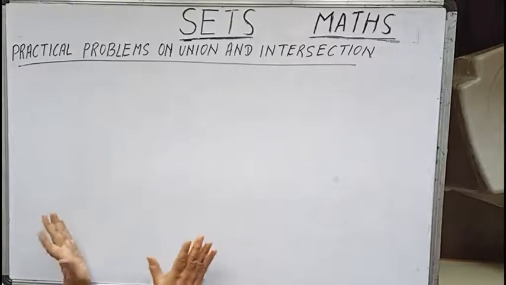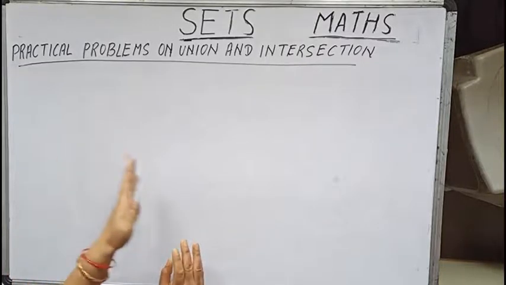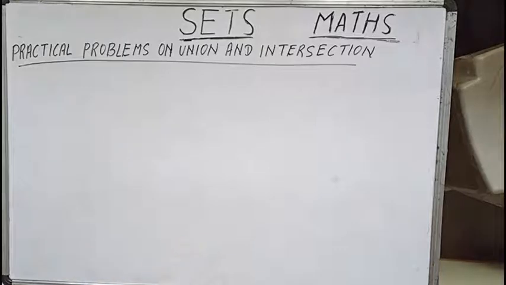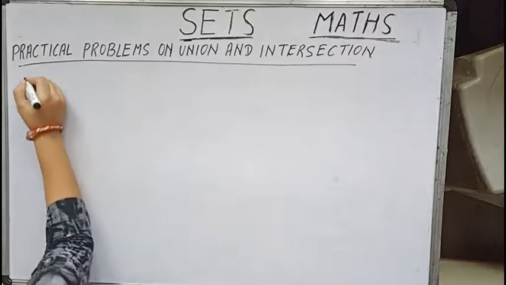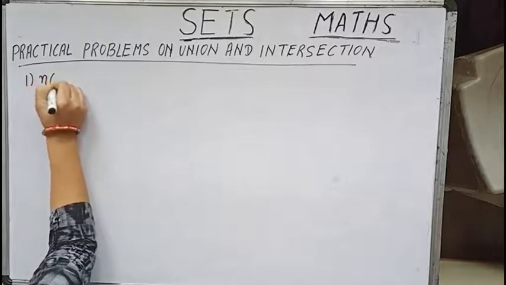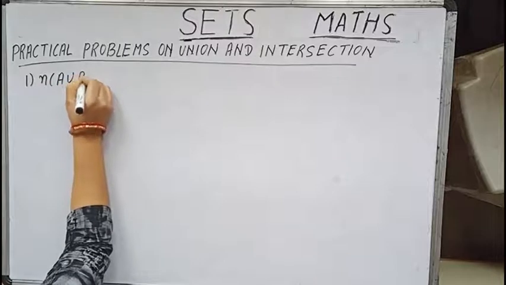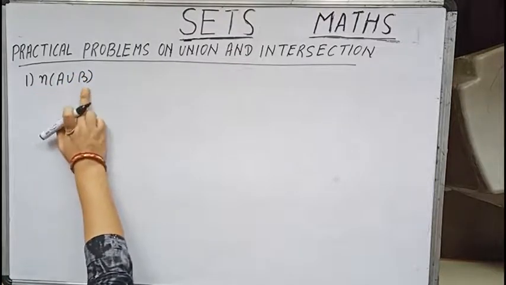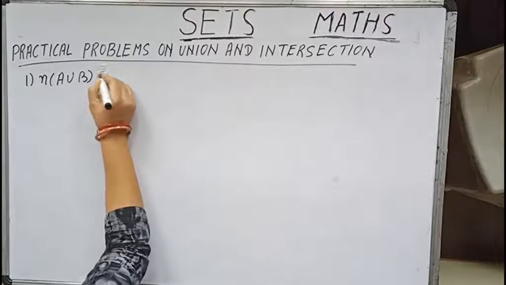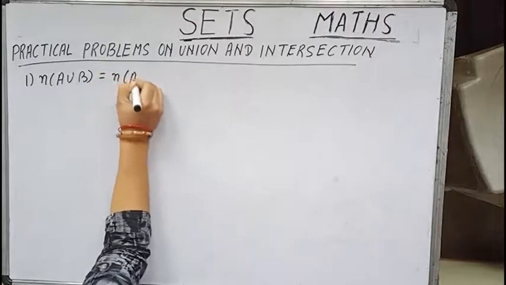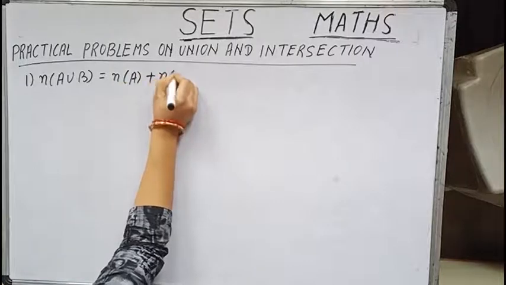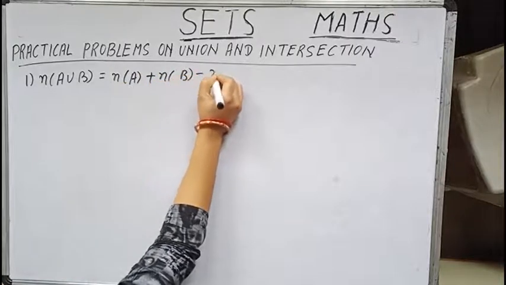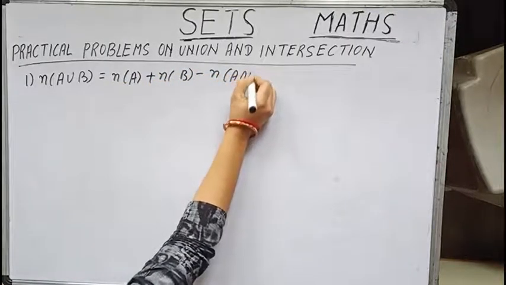Now children, the last section of the set theory deals with the practical problem on the union and the intersection of two sets and also three sets. So let us start. The first formula is n of A union B. Here n stands for number, that is number of elements in the union of the two sets A and B is equals to number of elements in A plus number of elements in B minus number of elements in A intersection B.